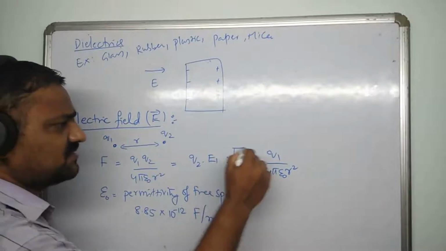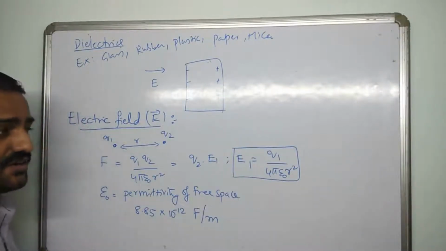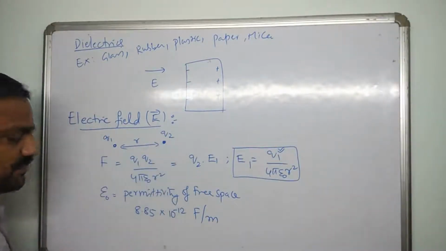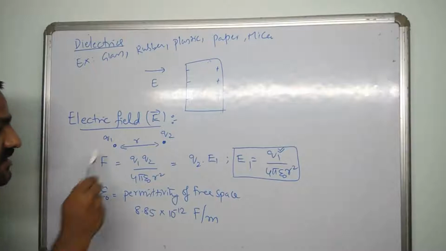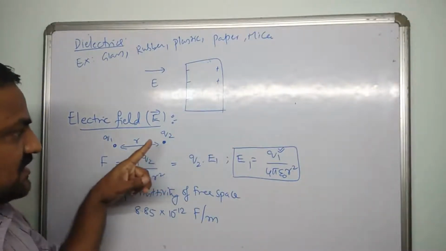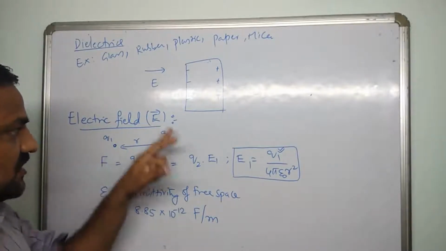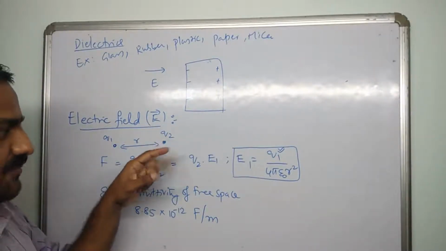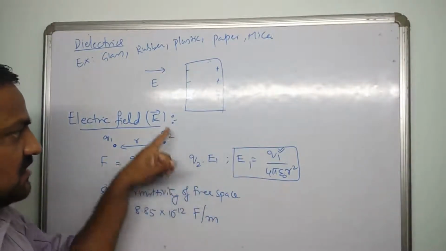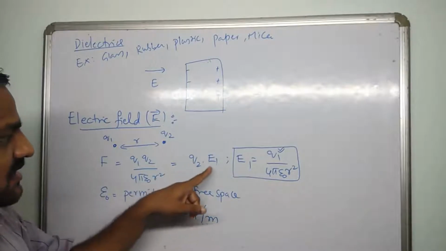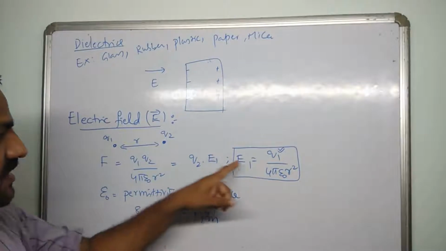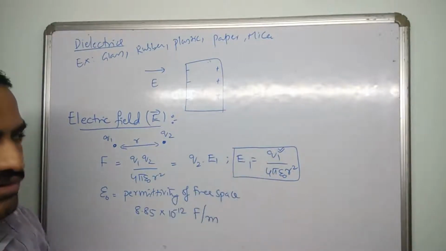This E1 is called the intensity of electric field due to charge Q1 at the location of Q2. What I mean here is this charge Q1 is producing some electric field at this location, and because of that electric field produced by this, Q2 is going to experience some force. So that force F is Q times the electric field at that location. Here the charge is Q2 and the electric field at that location, E1, because it is due to charge 1, is given by E1 is equal to Q1 by 4 pi epsilon 0 r square.